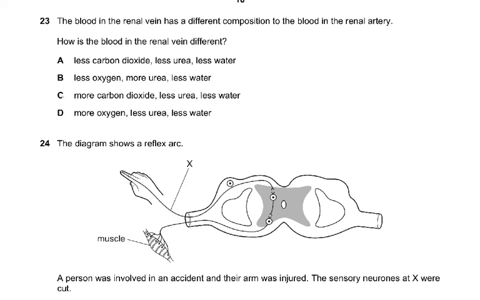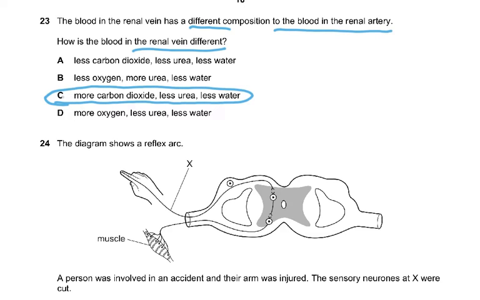So the blood in the renal vein has a different composition to the blood in the renal artery. How is the blood in the renal vein different? C. More carbon dioxide, less urea, less water. So why is A wrong? Less carbon dioxide? No, there'll be more carbon dioxide, because the cells of the kidney are respiring, as compared to the renal artery. The renal artery is bringing oxygenated blood. The renal vein is carrying deoxygenated blood.